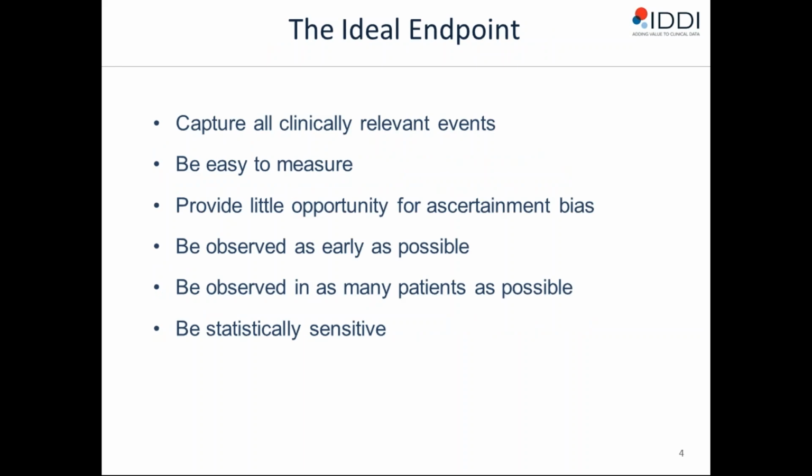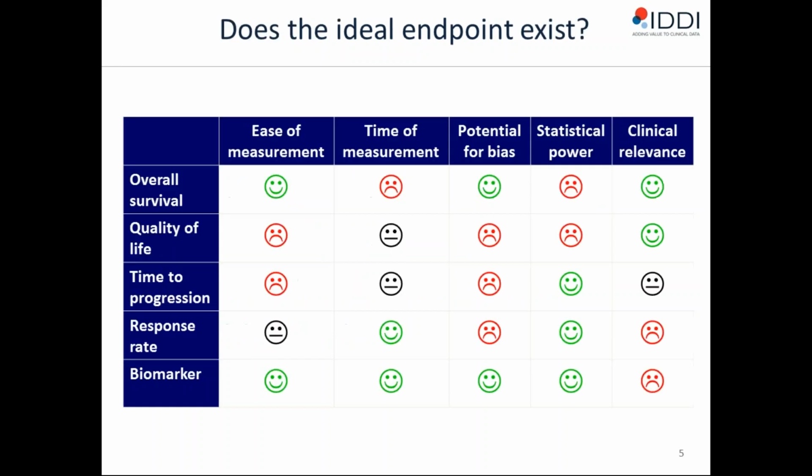So if we think about the ideal endpoint, it should be able to capture all the clinically relevant events. It should be easy to measure. It should provide for little opportunity for ascertainment bias. It should be observed as early as possible and in as many patients as possible in terms of power. Therefore, it should be statistically sensitive. So the question is, does the ideal endpoint exist?